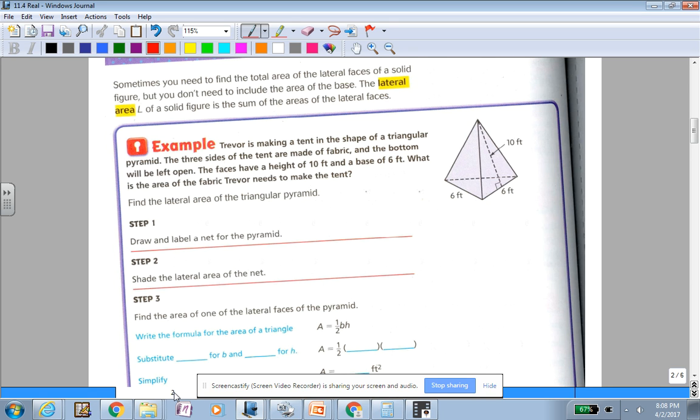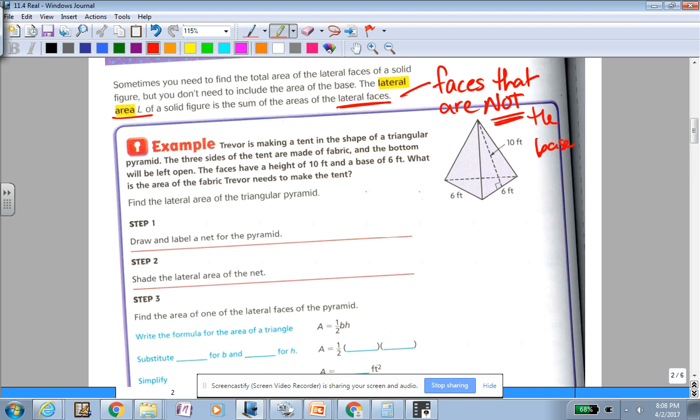I think that that one, since it's so connected, is going to be pretty easy for us to zoom through. So sometimes you need to find the total area of lateral faces of a solid figure, but you don't need to include the area of the base. The lateral area of a solid figure is the sum of the areas of the lateral faces. Well, what are the lateral faces? Lateral faces are faces that are not the base.